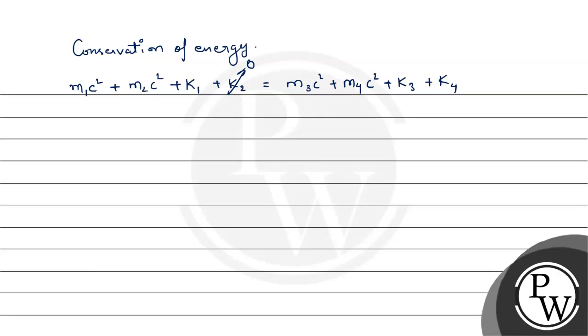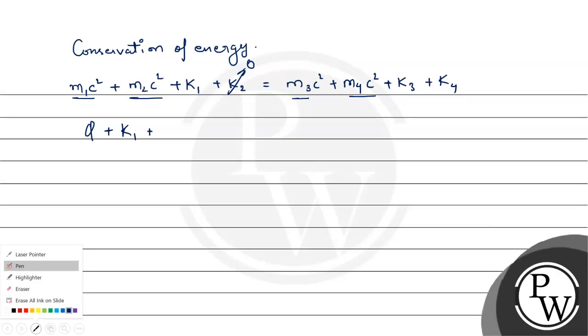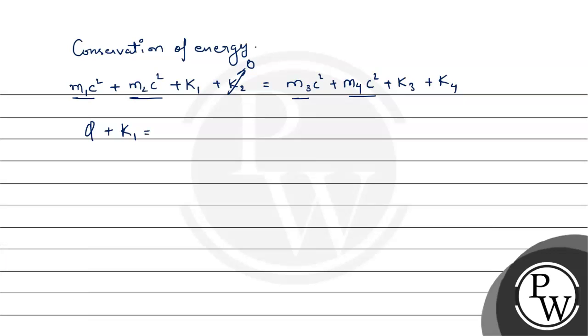Now from here, let's suppose all these constant values be Q. These are constants and everything we know. Let the constant be Q, so Q plus k1 is equal to k3 plus k4. Now we can find Q here.